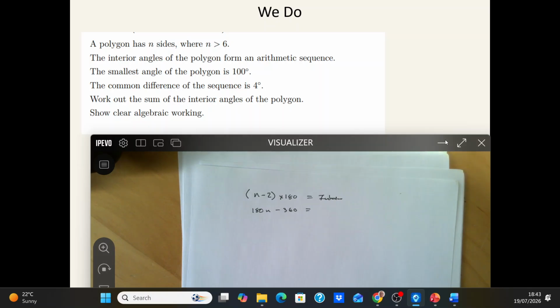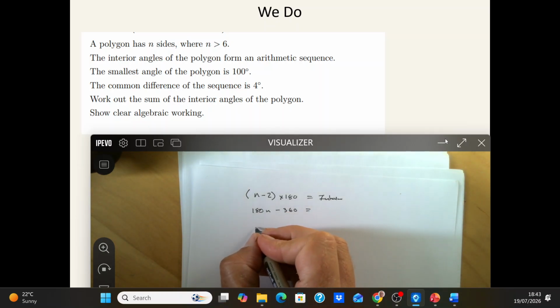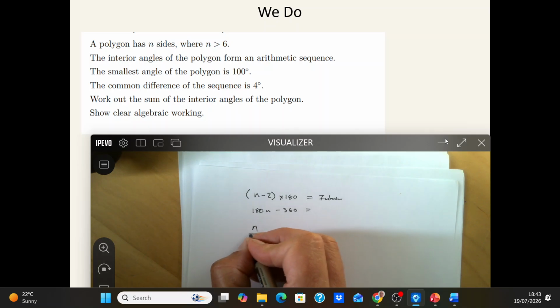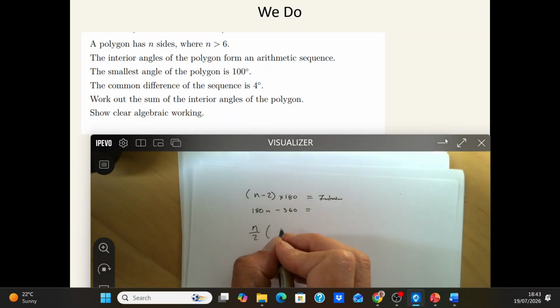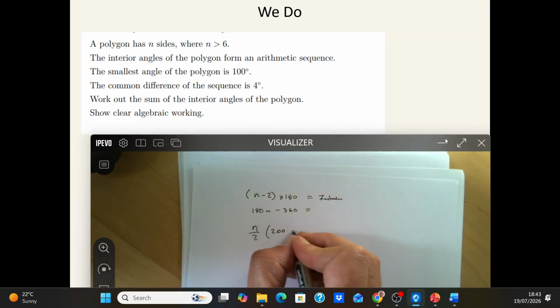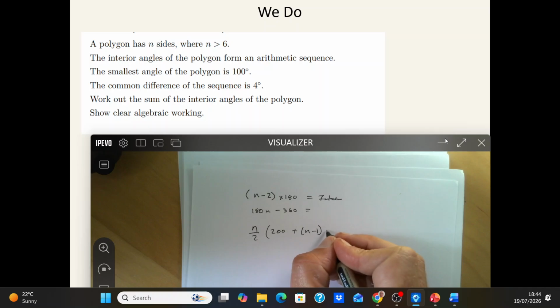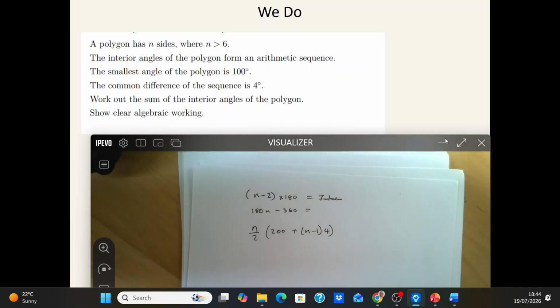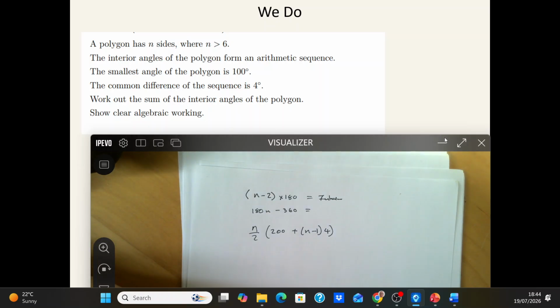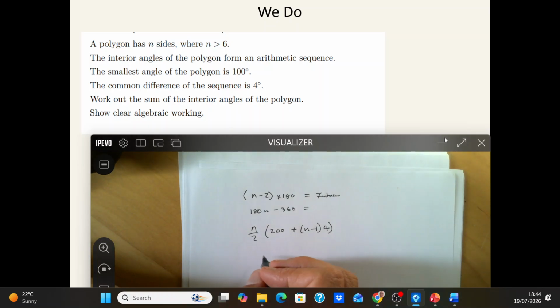So we know that. Now, what is the next bit we need to know? We need to know it's a sequence of angles. So the sum of the sequence, which is the number of sides or angles, n over 2 times by 2 times the first term, which is 200, plus the number of sides minus 1 times by the difference. Right, we've used that. What am I going to do with that? I need to tidy that up. So why don't you tidy it up?